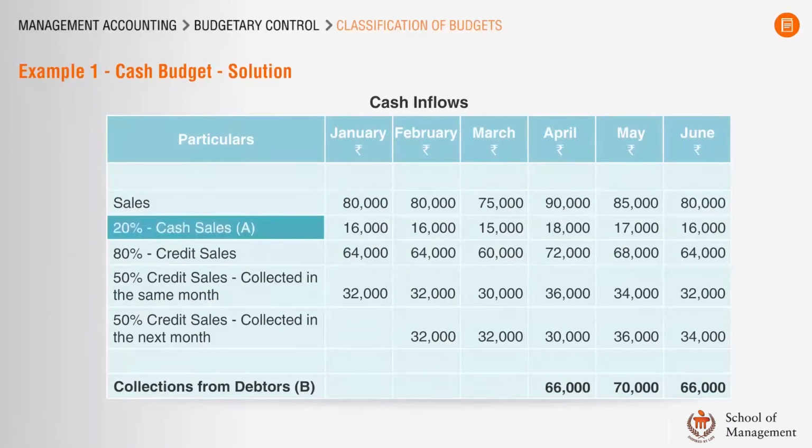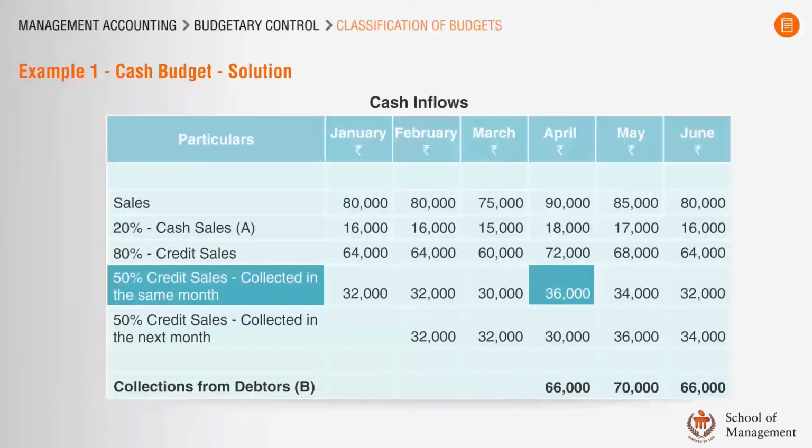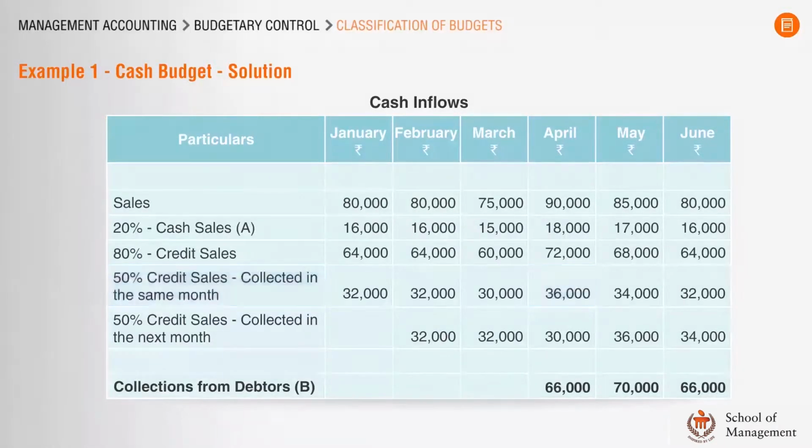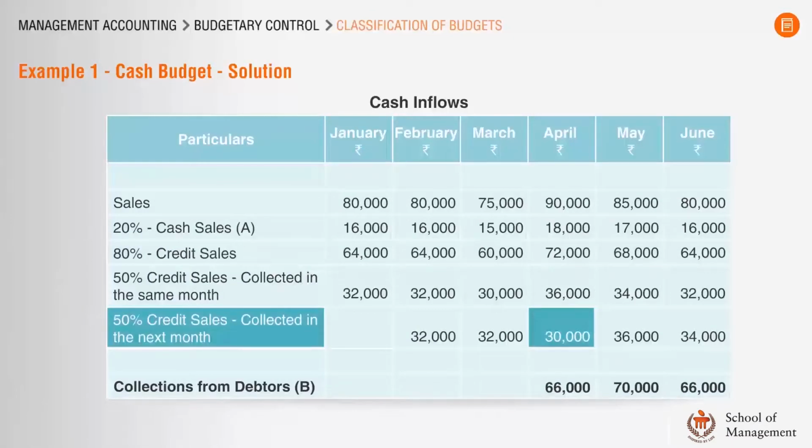So, total cash collected through sales for the month of April would be the following. Cash sales representing 20% of sales made in April is 18,000 rupees. 50% of credit sales made in April, which is 80% of total sales of 90,000, of which 50% is collected in the same month, is rupees 36,000. 50% of credit sales made in the previous month, that is March, which would be 80% of the total sales of March, that is 60,000 rupees, of which 50% would be collected in April, is 30,000 rupees.